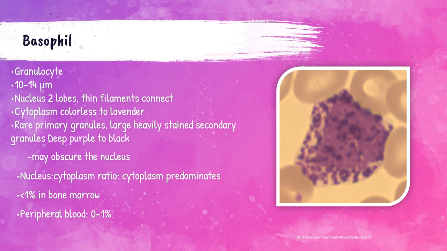So basophils do have a two-lobe nucleus, but oftentimes you can't see the nucleus because the cell is so covered with these dark purple to black granules. Basophils should only account for 0 to 1% of the total amount of white blood cells present in the peripheral bloodstream.